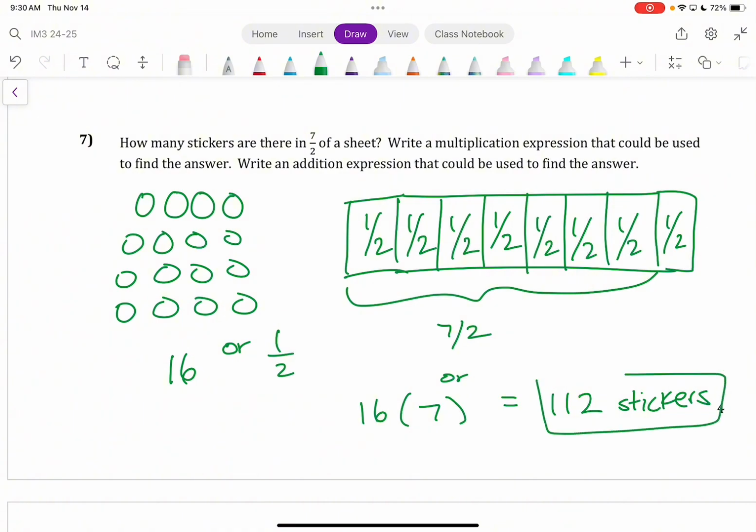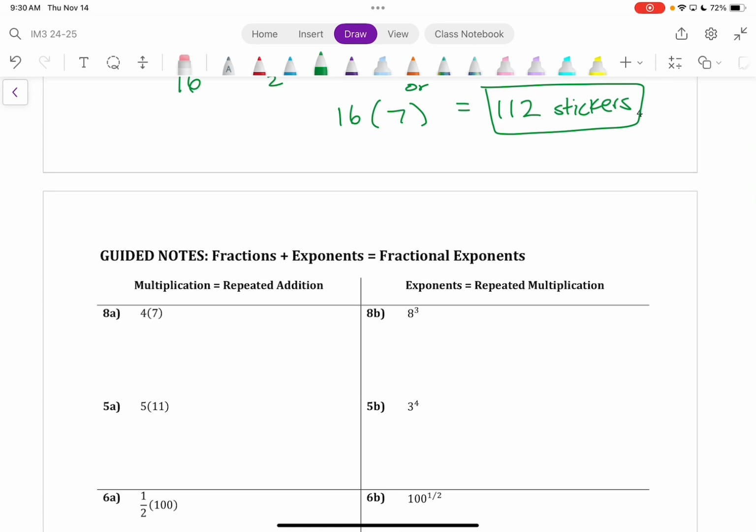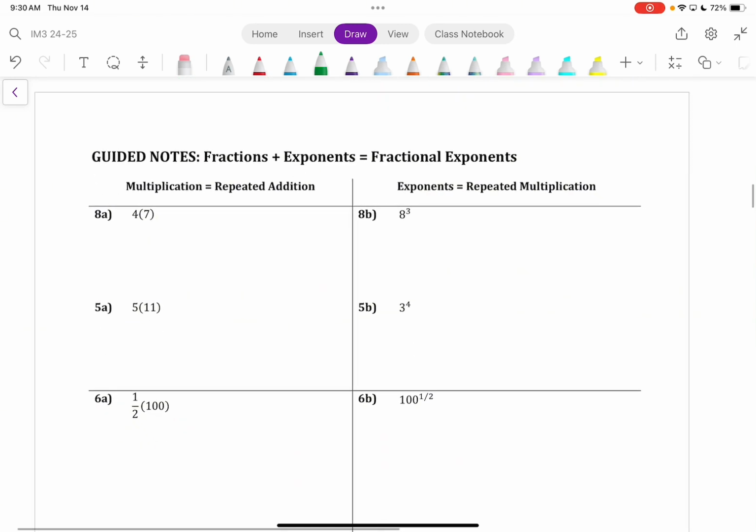Okay. All right. So we're going to take a break now. When we come back from a break, we are going to explore fractional exponents. So we're going to pause right here.